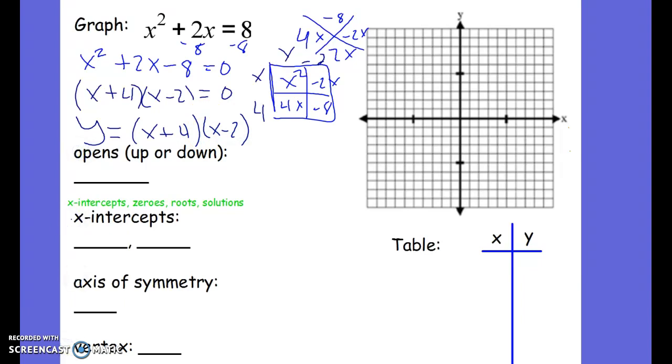So first, does it open up or down? Well, we don't have an a value out front, so since we don't have an a value, we really have an invisible 1 being multiplied out there. So since 1 is positive, our graph is going to open up.